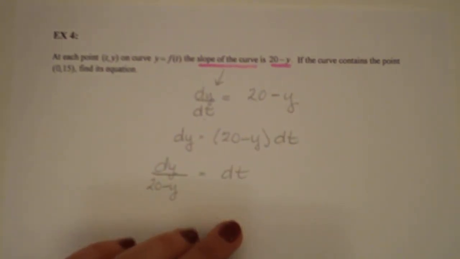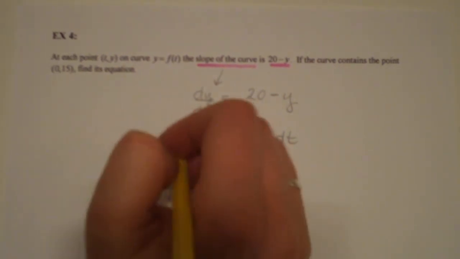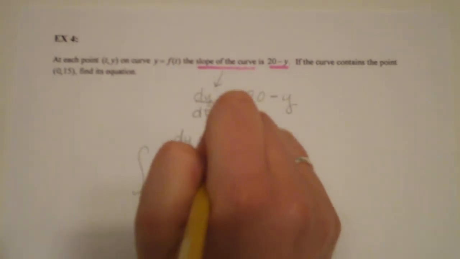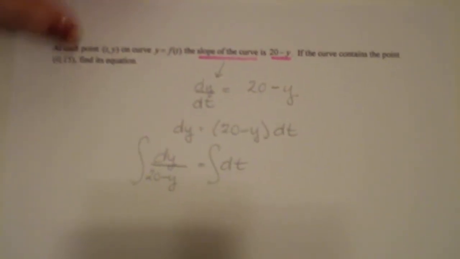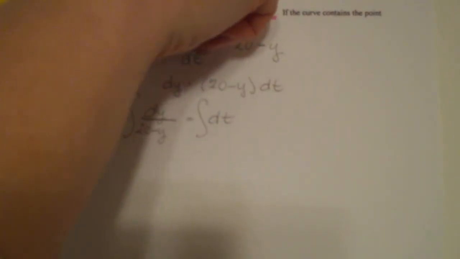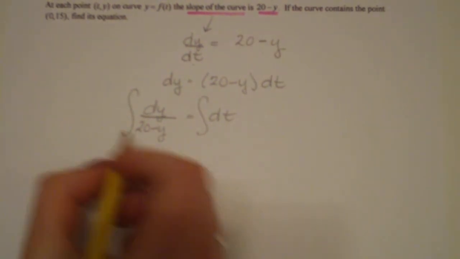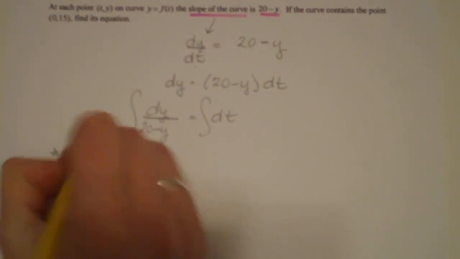See if that makes sense. Hopefully we're good here. Now I have the beauty of having to integrate both sides. So I integrate both sides of the equation. Now, guys, if you thought the last problem was fun, oh my goodness, you're in for a treat here. When I integrate dy over 20 minus y, I have to do a u substitution.